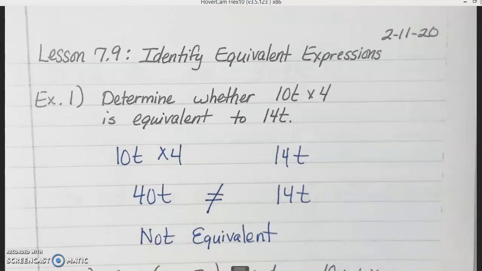Does that make sense? Remember, you can multiply a coefficient and a variable times a number, but you can't add it. So like terms, to add or subtract, they have to be like terms, but you can multiply.